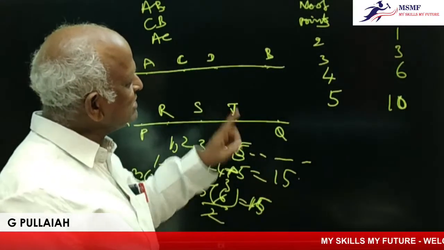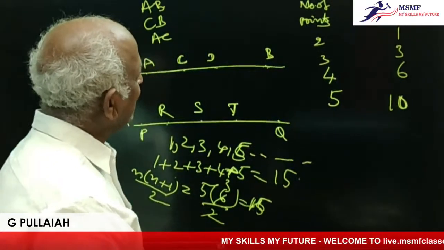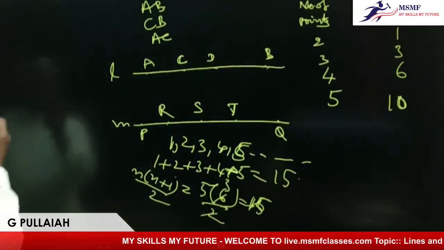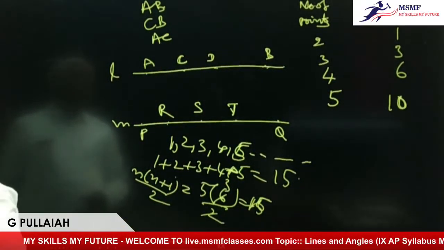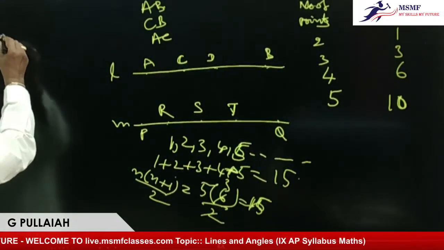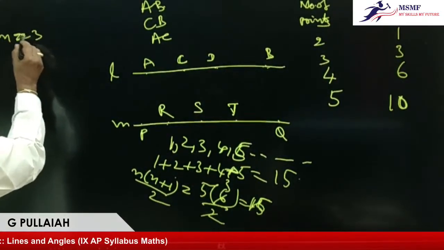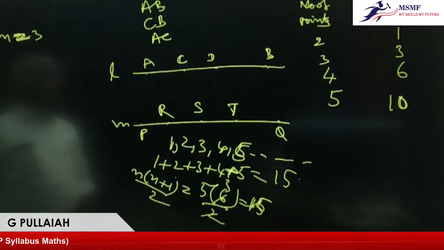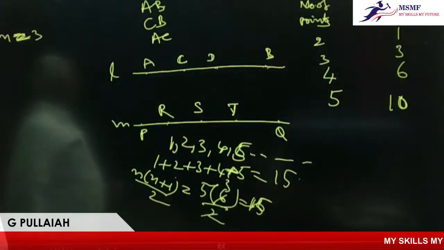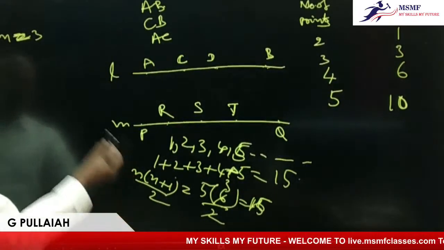Clear? Likewise here, if you observe this, can we apply the formula with n equal to the number of points? For example, let us say n is equal to 3, the number of points is 3. Now let us see how many line segments we get here. So you can say that the same formula can be applied.